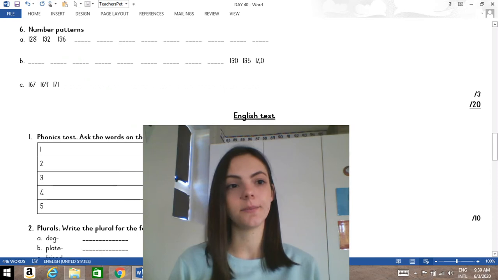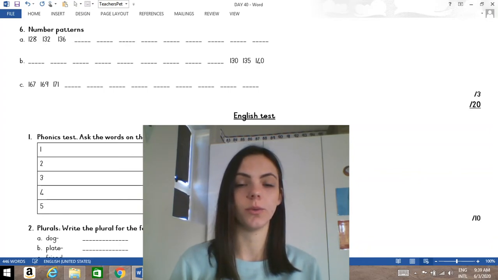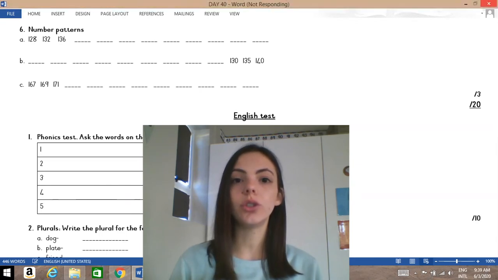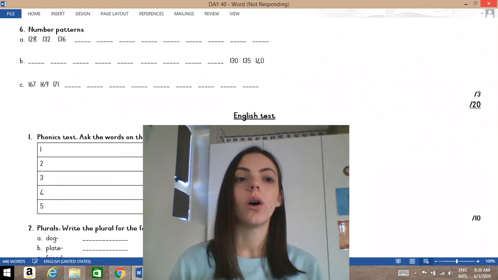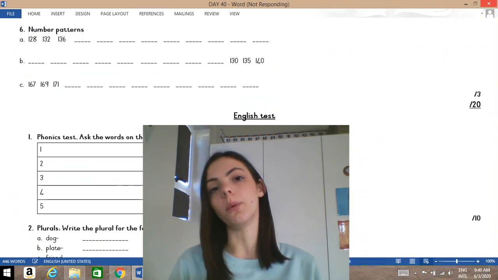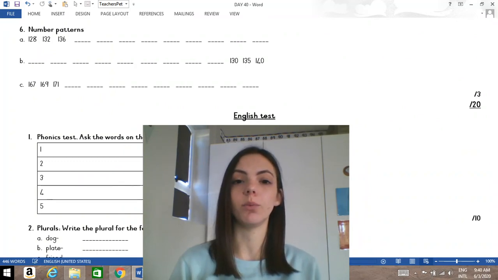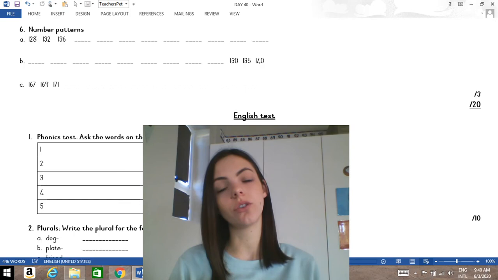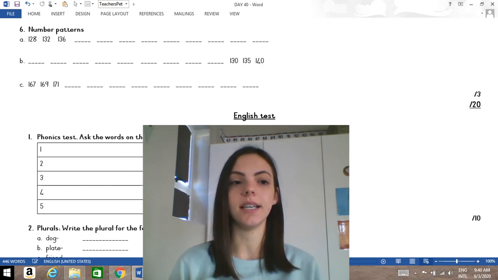Number 6 is number patterns. You need to look at what the pattern is, and I want you to finish the pattern. Now the first one is 128, 132, 136. Make sure how many it gets more or how many it gets less, and then you finish that pattern. The same with B. I did the last 3 numbers for you. You need to fill in the previous ones. And number C, I did the first 3 numbers and you need to finish the rest.